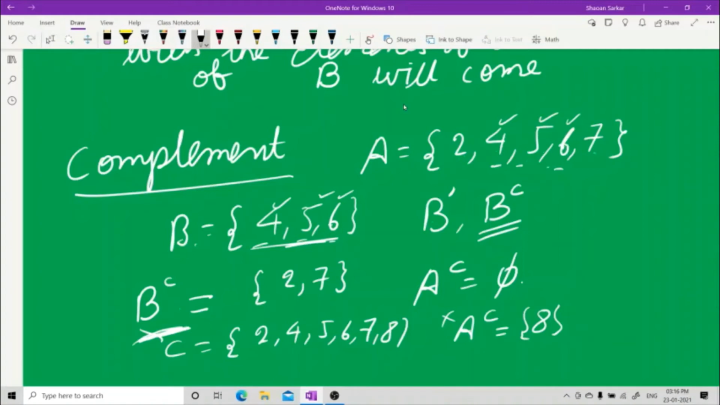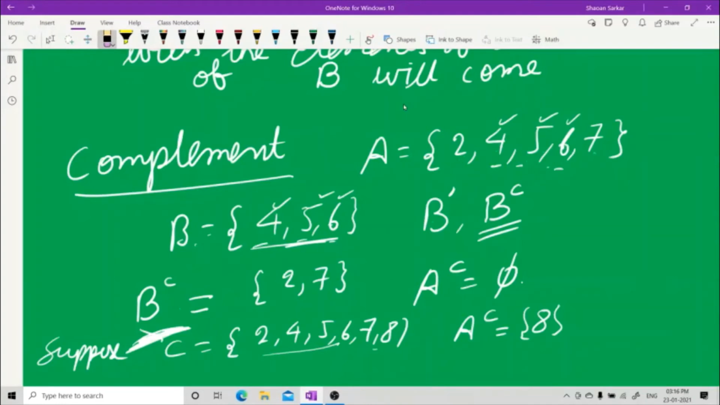That's all. Now you want to write A complement. Because there is no set here which contains A, A complement will be null. But suppose I have a set C which contains A as well as some other element. Then A complement will become 8, the only element here. That's the way it is.